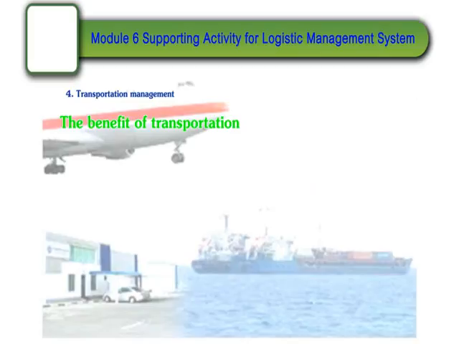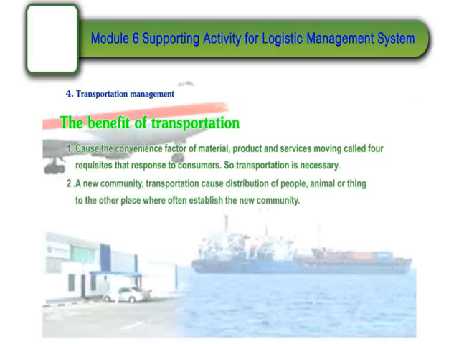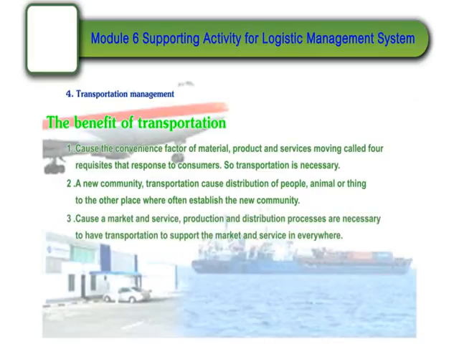Transportation benefits people and society as follows. Number 1, it creates convenience in the movement of materials, products, and services, called the 4 requisites that respond to consumers. So transportation is necessary. Number 2, a new community. Transportation distributes people, animals, or things to other places where a new community is often established. Number 3, it creates markets and services. Production and distribution processes need transportation to support the market and service everywhere.